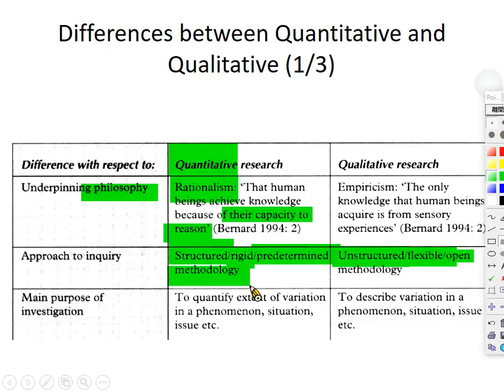We are dealing with people, right? People are so different. So it would be theoretically and practically very difficult for you to design, to predetermine a way of data collection. It's very difficult. So you have to keep your methods as flexible as possible, okay? And let's talk about the purpose of investigation.